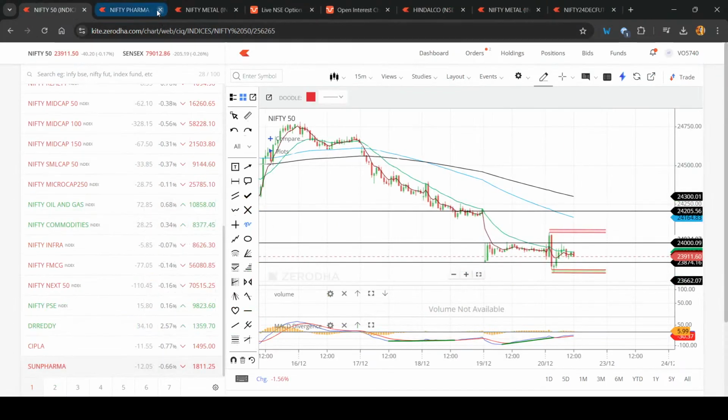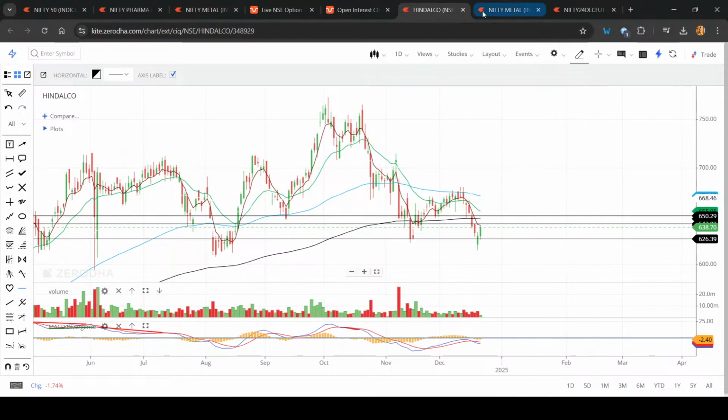I think if you pick up even one stock from every sector, that is more than sufficient.